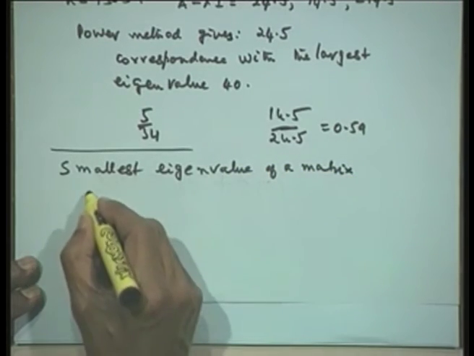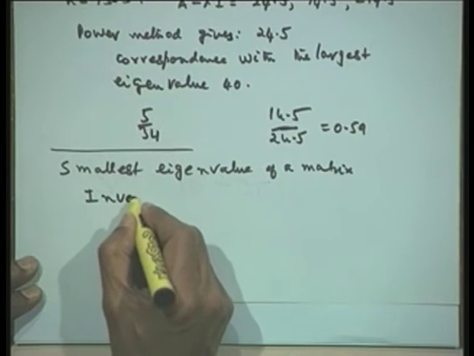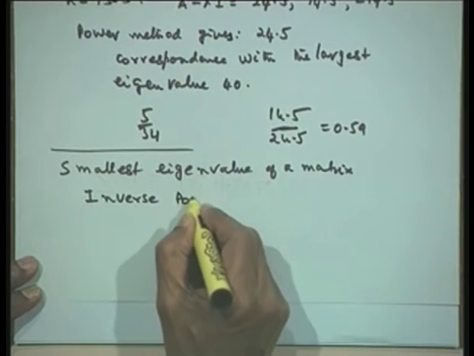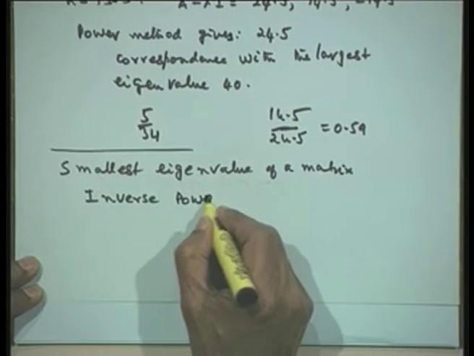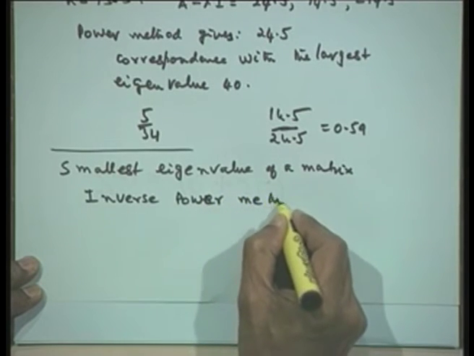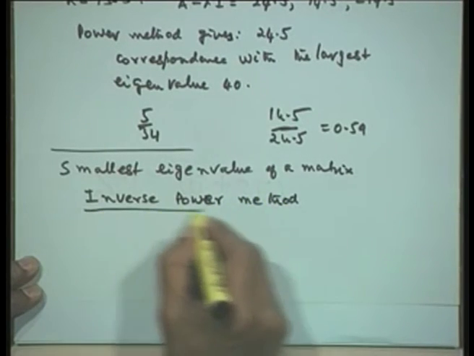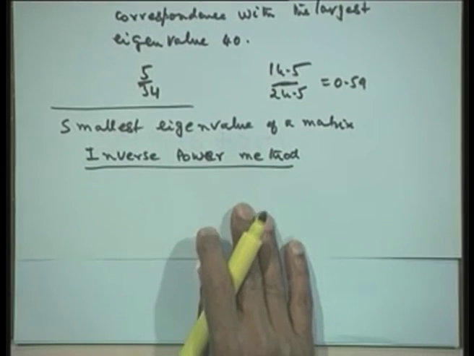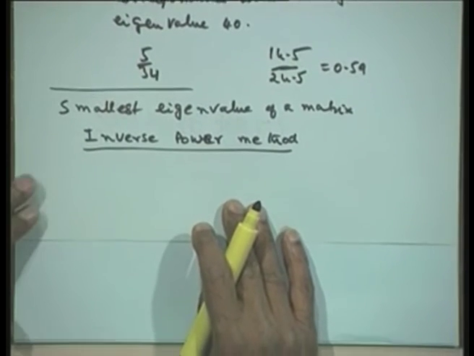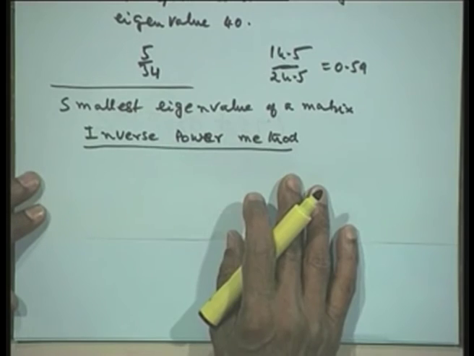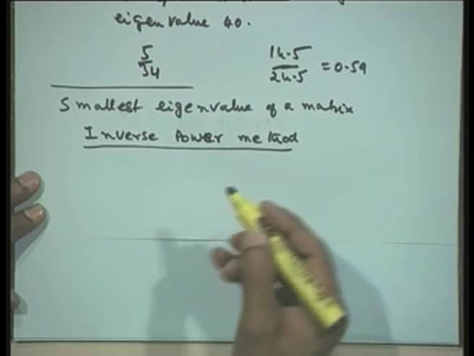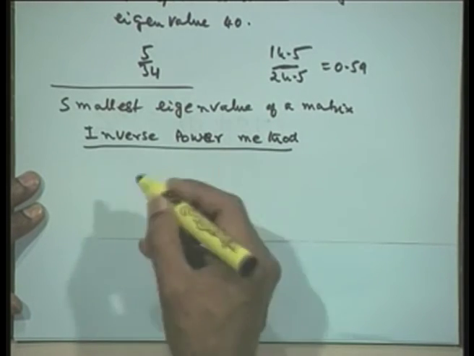Of a matrix, and this is called the inverse power method. The idea behind the inverse power method is very simple. Let us first review the definition of the eigenvalue problem.